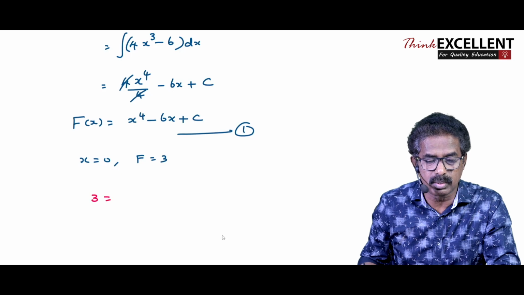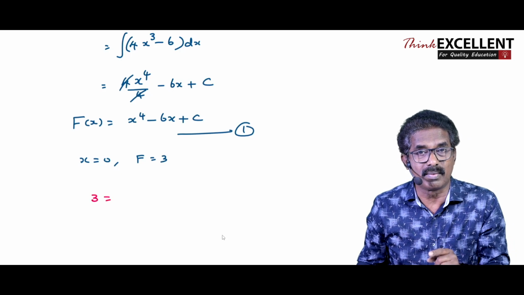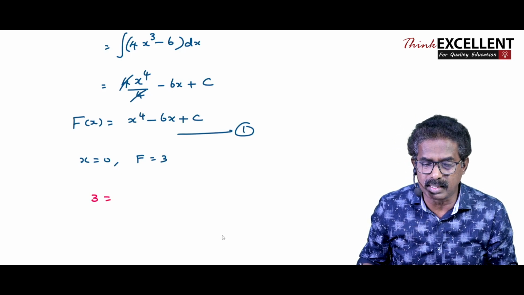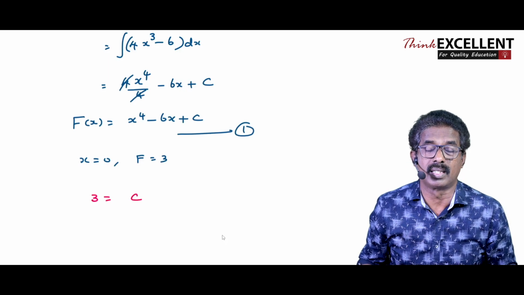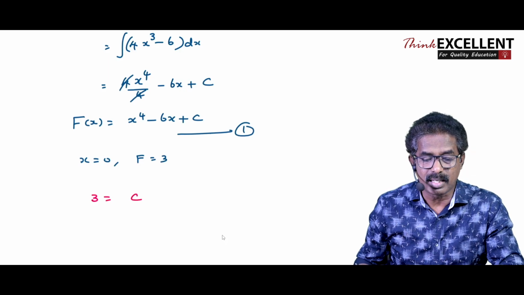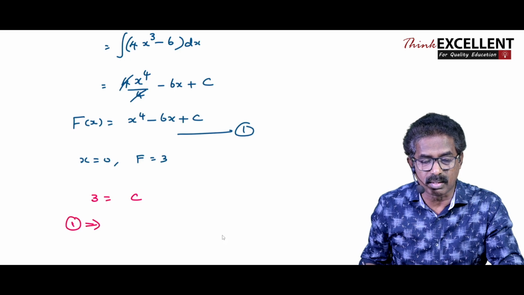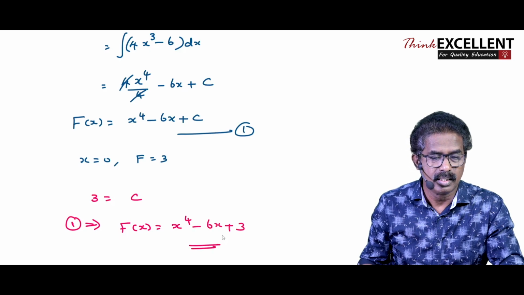So 3 is equal to, x value 0 you are giving, right? So 0 raised to 4 minus 6 into 0, only c you are getting. C equal to 3, and that value you substitute in the first equation. So the final answer is F of x equal to x raised to 4 minus 6x plus 3. Okay, so this is the answer.